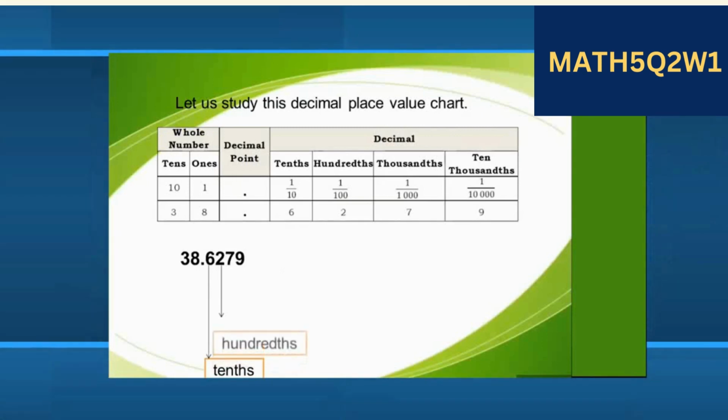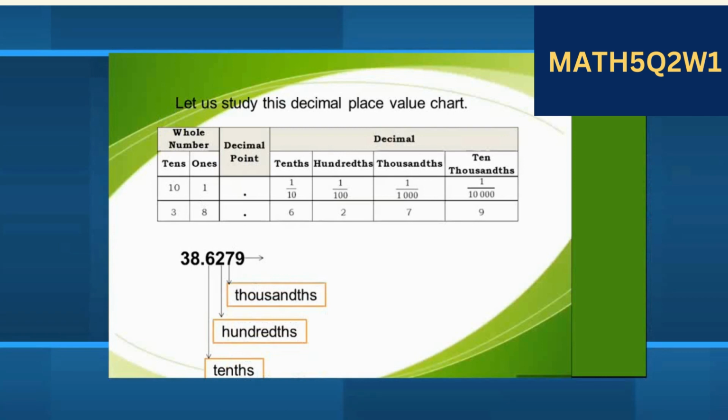Again, you're correct. That is hundredths. The place value of digit 7 is thousands, while the place value of digit 9, can you guess? Again, you're right. That is 10,000s.